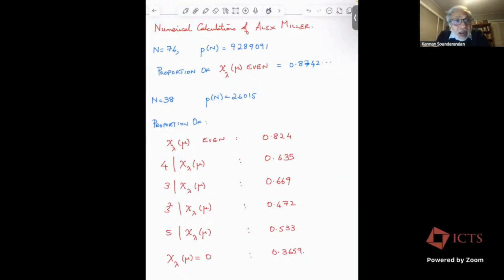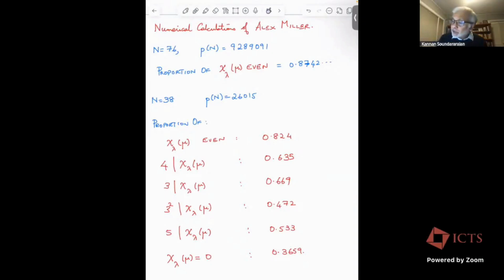Now, the table grows very rapidly. Even when n is 76, you can see that there are about 9 million partitions. So if you're going to look at a 9 million by 9 million table, it's a difficult thing to compute. But what he observed was that if you look at the character values, about 87% of them are even. For slightly smaller values like n is 38, there are only 26,000 partitions. You can compute more, and he found that a good proportion are even.